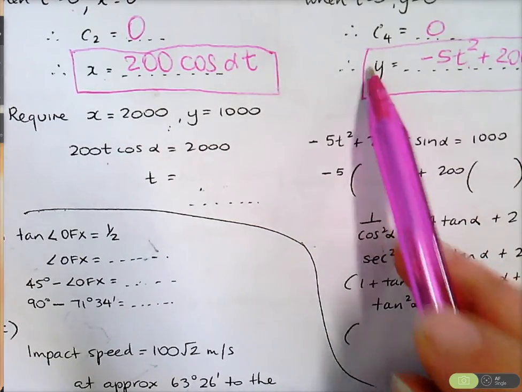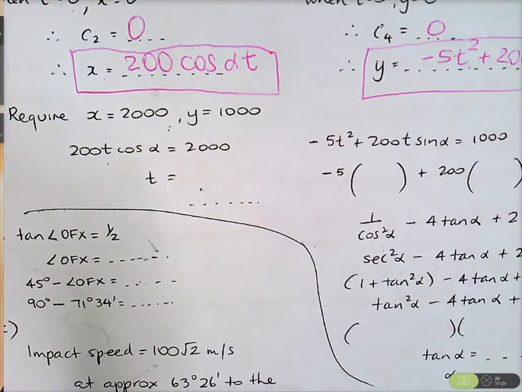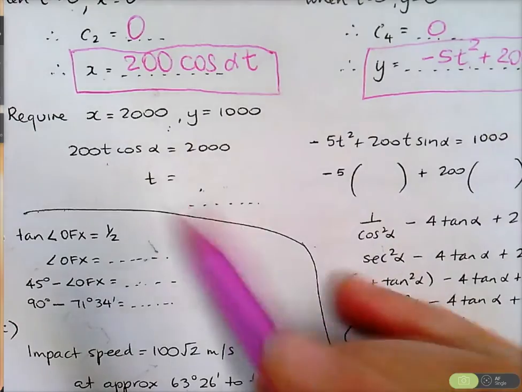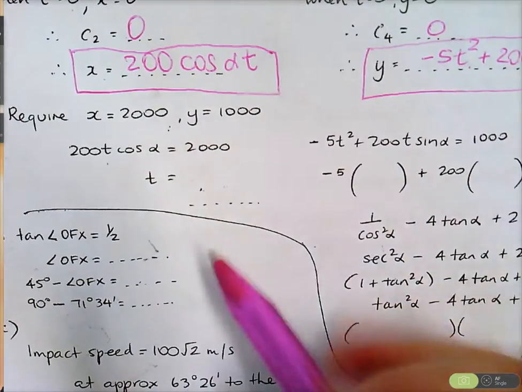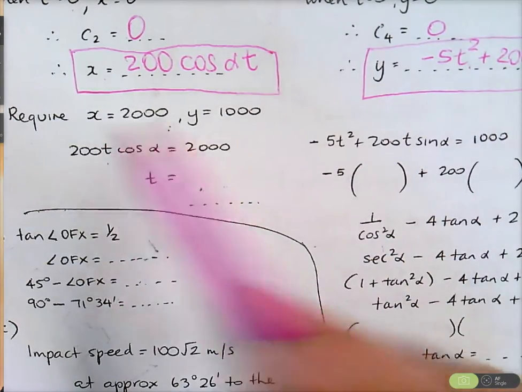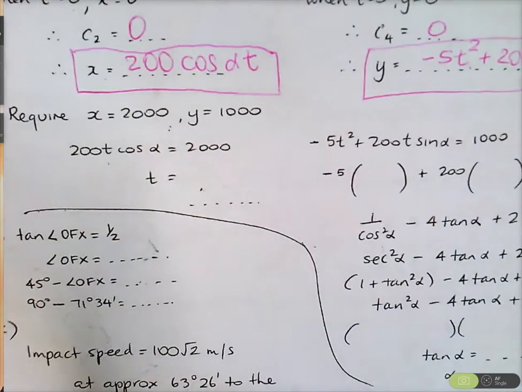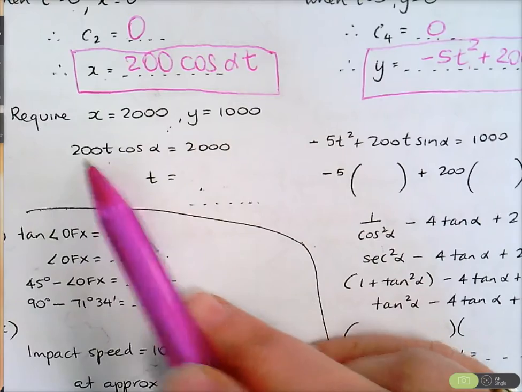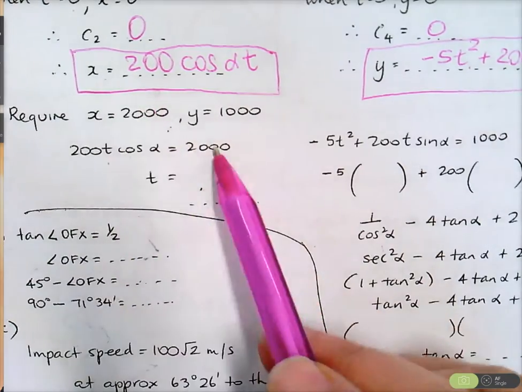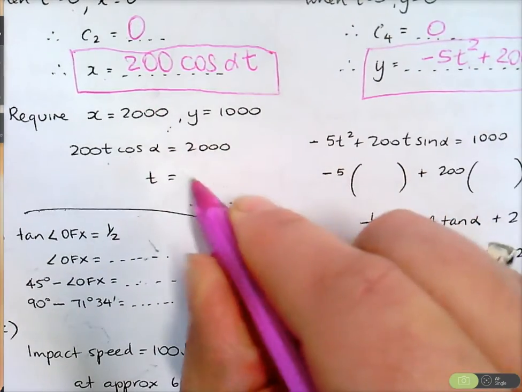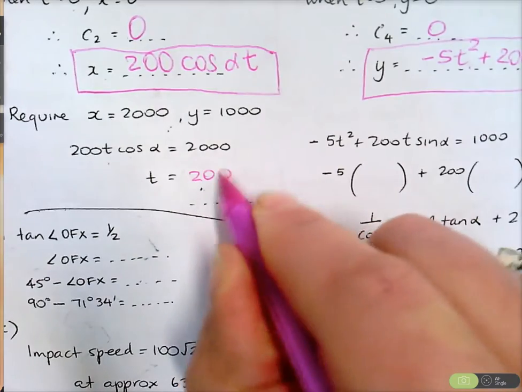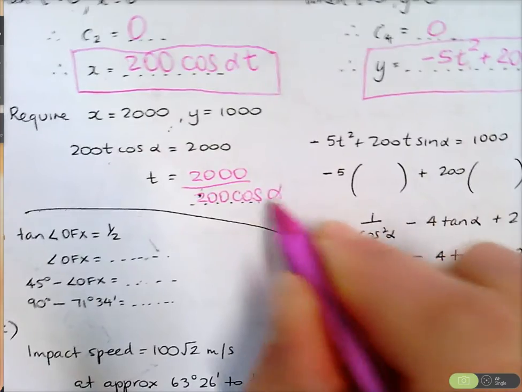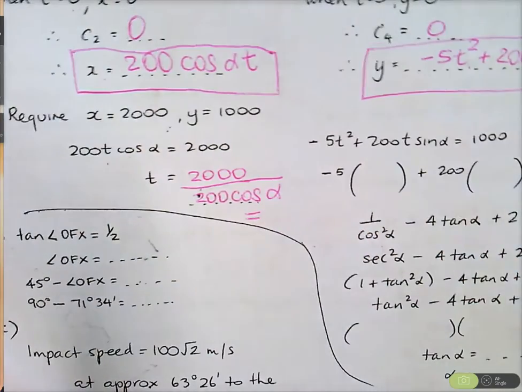You're making a Cartesian equation. Yeah, I think we should make a Cartesian equation. So what have we got? Yeah, because that will eliminate, so we're going to make t the subject. So when x is 2,000, y is 1,000. So we've got 200t cos alpha equals 2,000. So therefore t is what? 2,000 over 200 cos alpha, which is what?